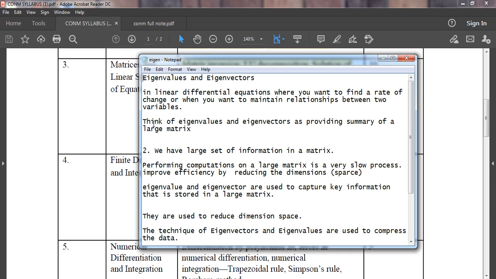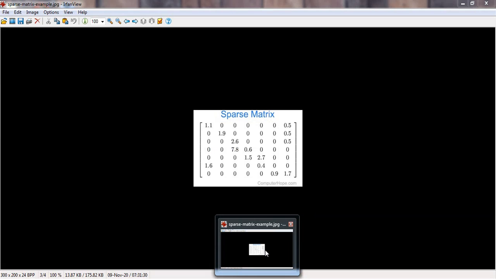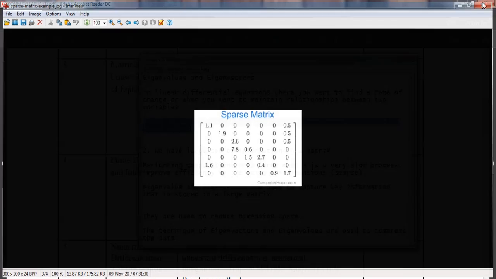Now, in real life situations, whenever we do such calculations, we have a very large number of data sets and very large data. Now, these data may sometimes contain zeros. These zeros have no real values. Suppose this is a sparse matrix. As you can see, there are so many zeros over here. The only values which are relevant to the computation are these values. So, in order to judiciously utilize the sparse matrix, we use eigenvalues and eigenvectors.